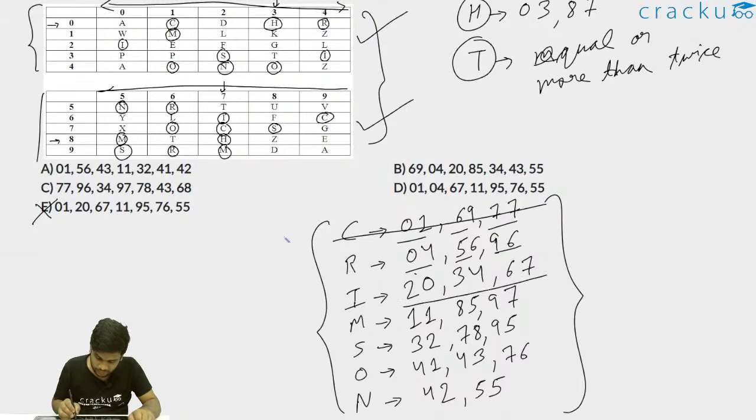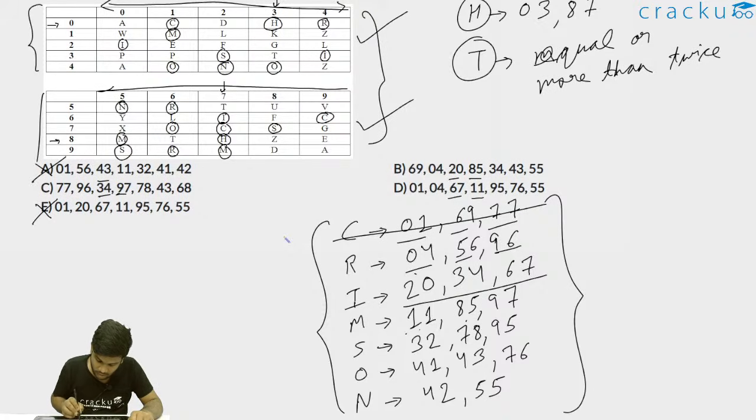Now for I, the third term should be 20, 34 and 67. If we look at it, option number B, D and C is following this. But option number A is not following because it is given 43, which is not representing I. Now let's move forward for M. It is 11, 85 and 97. So fourth term will be either 11, 85 or 97. Here the fourth term is 97, 85, 11. So we can't actually identify it from this.